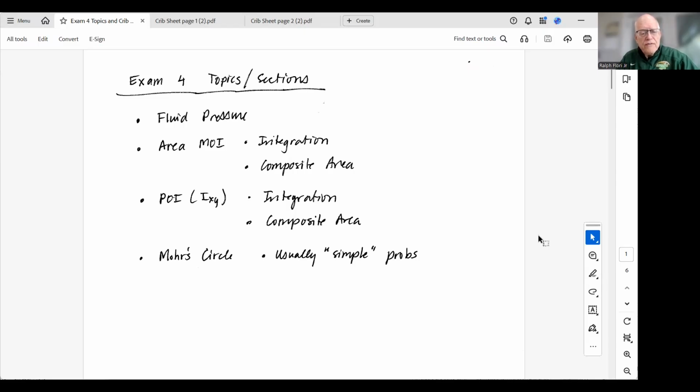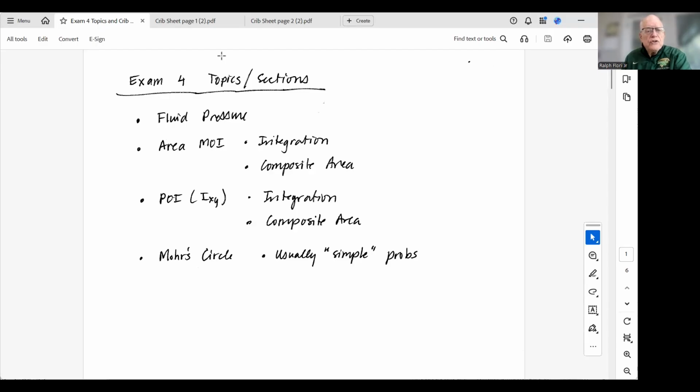The third section is product of inertia, or Ixy, and you need to be able to integrate for that, or at least set up an integral, or since it's a multiple choice test, recognize an integral that's set up for product of inertia. And then finally, product of inertia for composite areas, how to calculate them, with understanding what the signs are for product of inertia. And the fourth section is Mohr's circle. Usually these are simple, straightforward problems that I've addressed in a different video. But these are the 4 sections that you need to be prepared for.